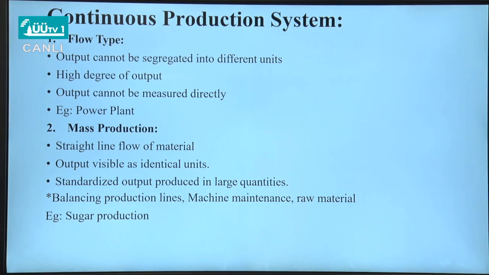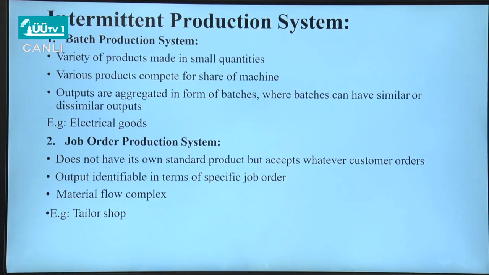So how we can solve this kind of bottleneck problems is by balancing the production lines. And we can also have machine maintenance and the raw material. So for example, we can give sugar production as an example.